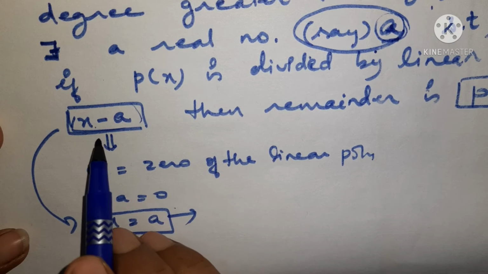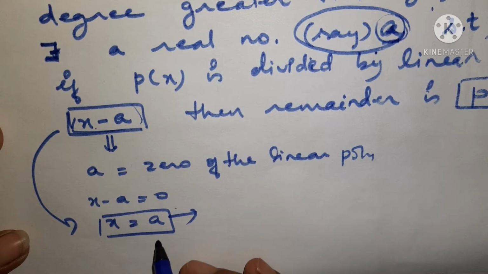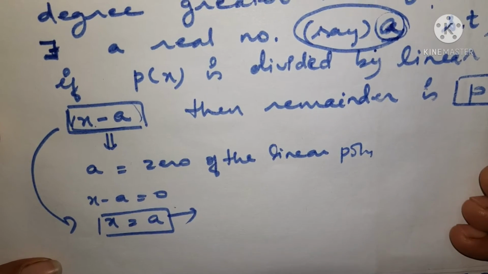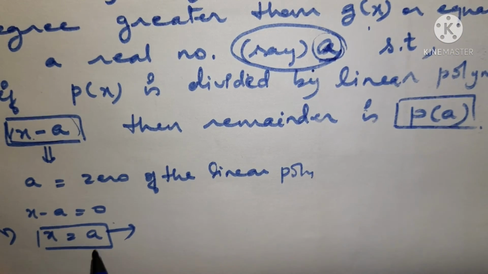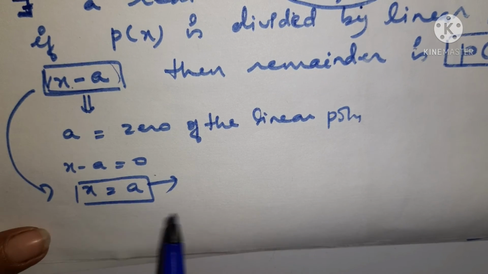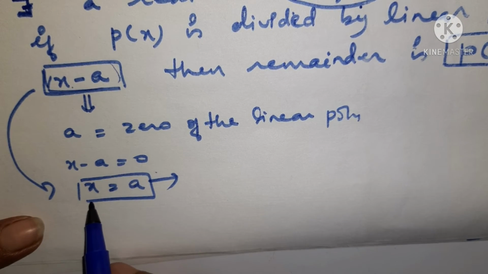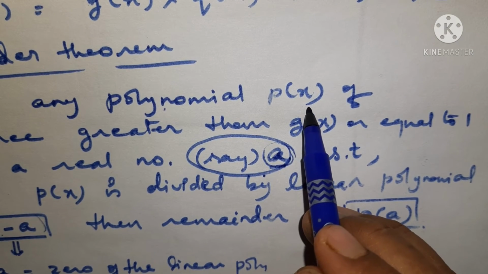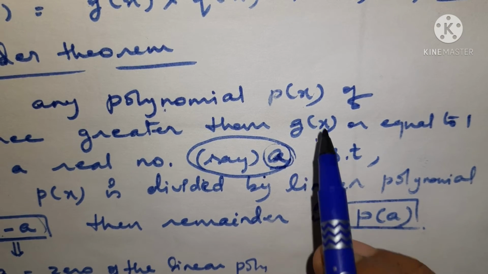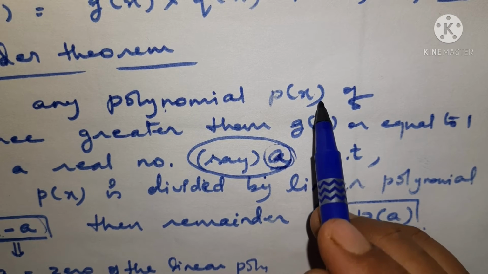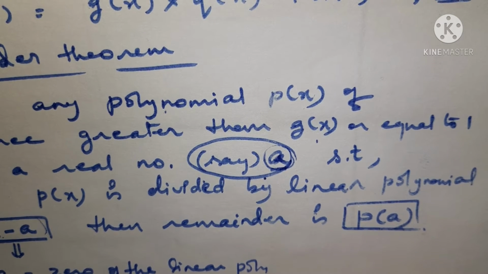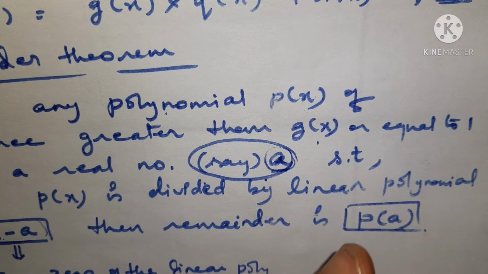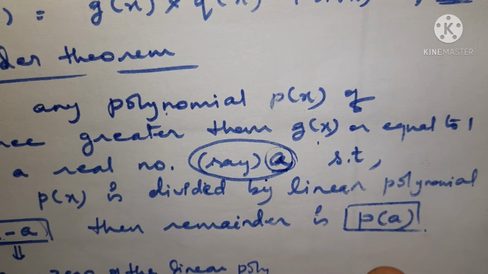So this is what we are talking about. This is going to give you the value of the remainder. If you put this value of x in place of x in the expression of the polynomial, you are going to get the actual remainder of that polynomial without solving it out or without dividing it out. Are you getting my point?